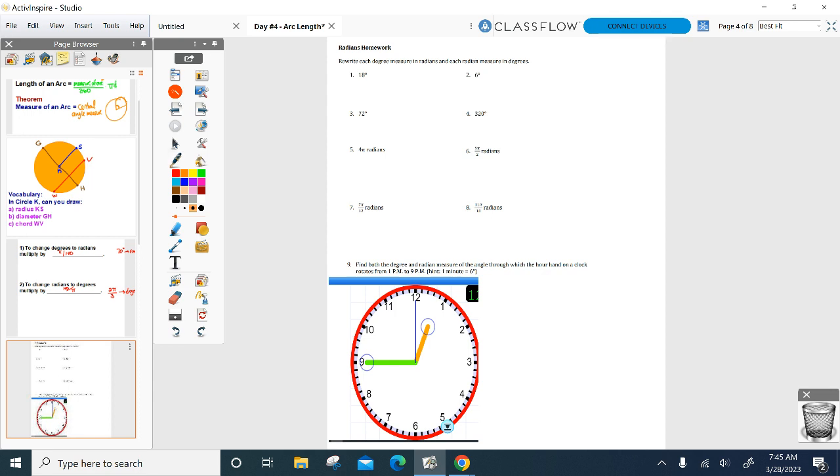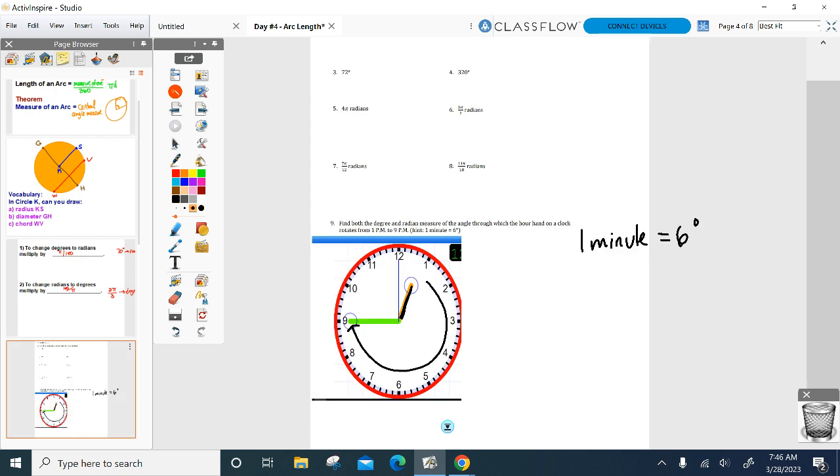Okay, you got it. So here's what I'm looking for. Give me the angle through which the hour hand, here's the hour hand right here on the clock, rotates from 1 p.m. to 9 p.m. I want to know how many degrees and then how many radians this hour hand travels going from 1 to 9. And I gave you this little conversion here.